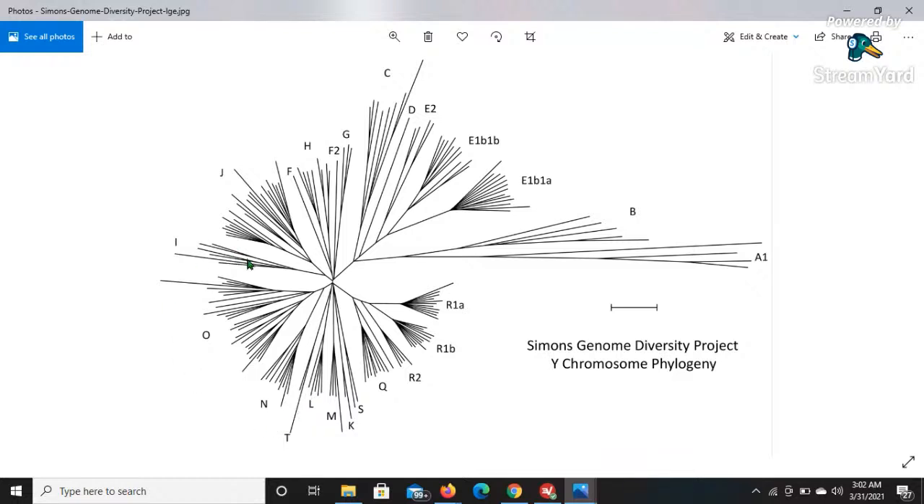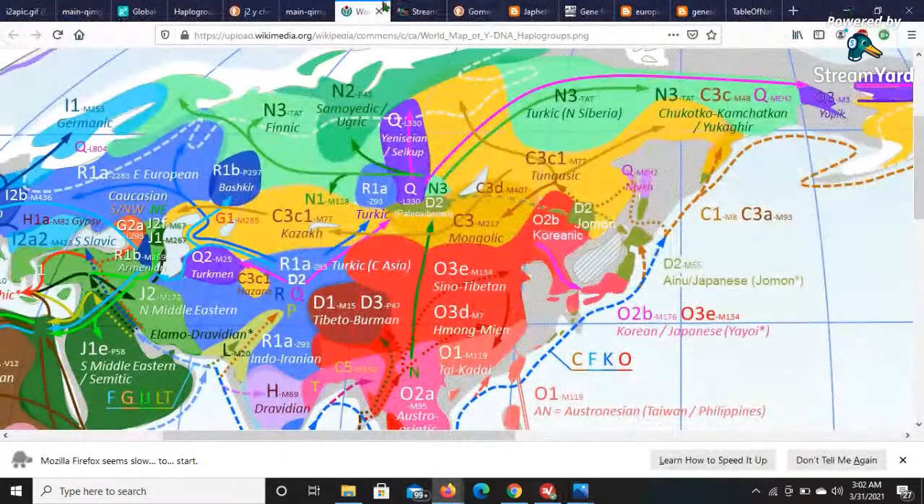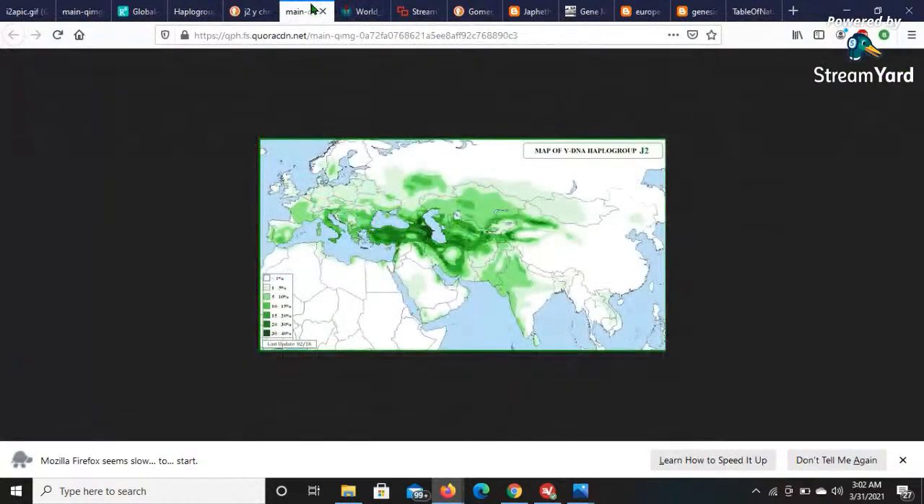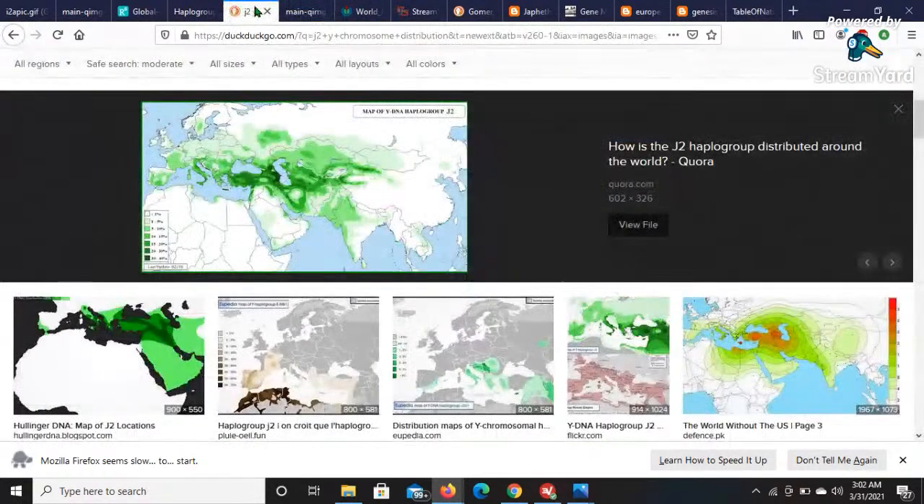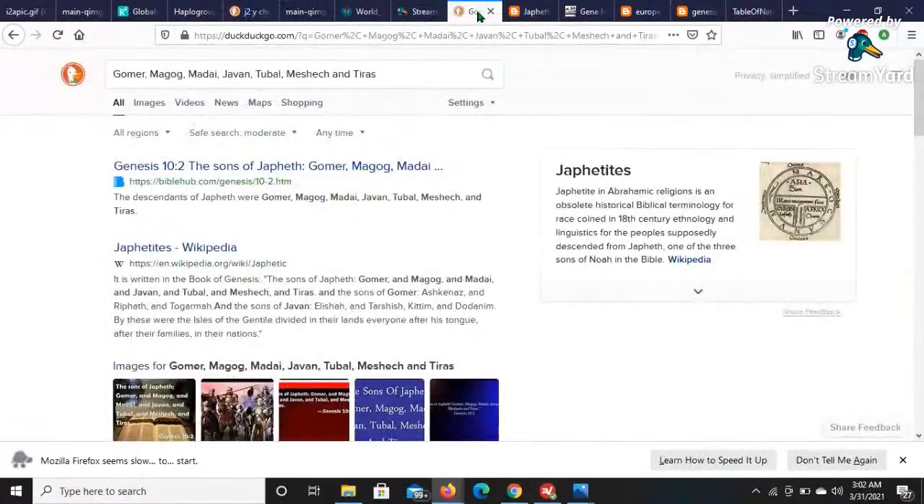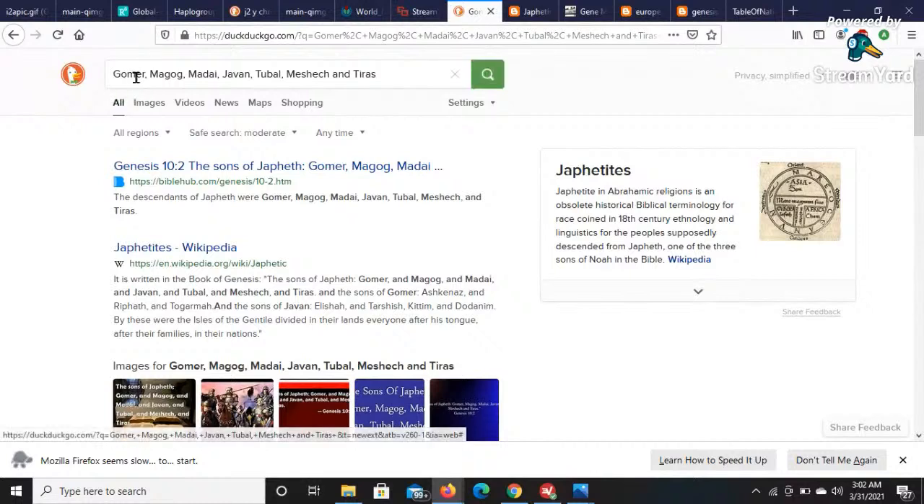Trying to figure out how many groups there are. 1, 2, 3, 4. K and the S. Okay, 4, 5. Let me see how many sons we have. How many sons do we have? Where are we? We have 1, 2, 3, 4, 5, 6, 7.